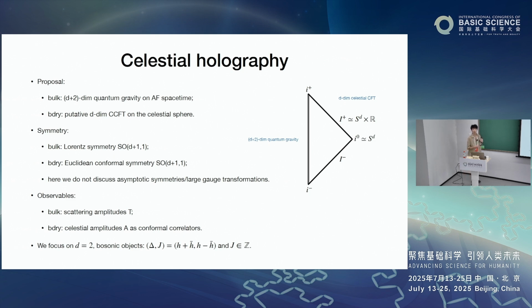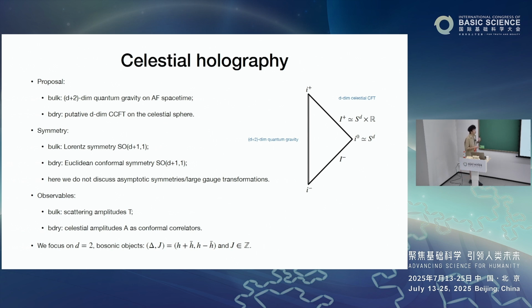That's why we believe there is a holography in flat spacetime. Another view is from the soft theorem. People have proved that the Weinberg soft theorem in flat spacetime can be translated into a Ward identity on the boundary, which can generate the conformal symmetry.